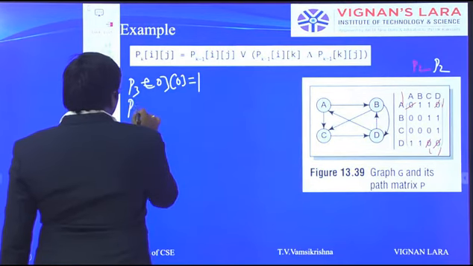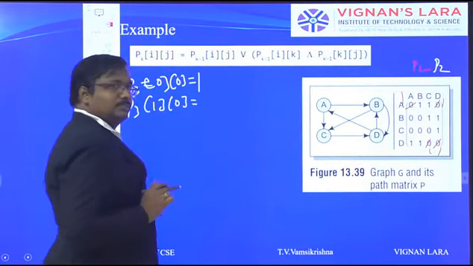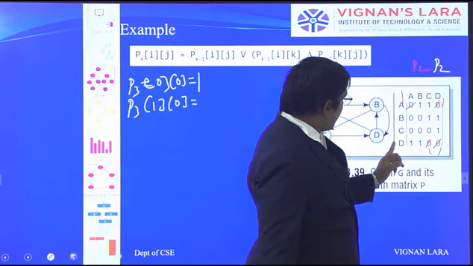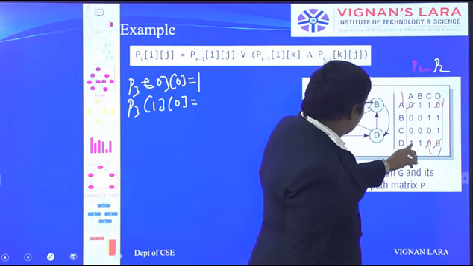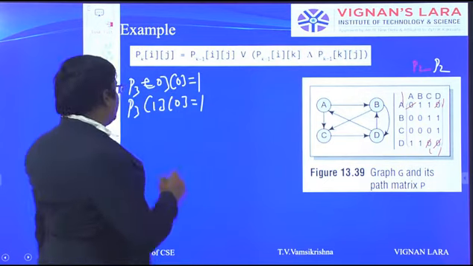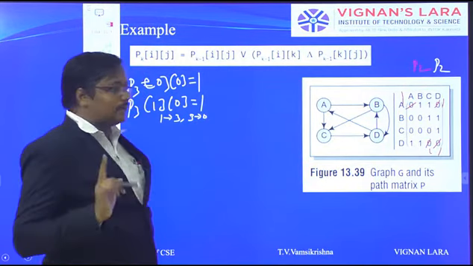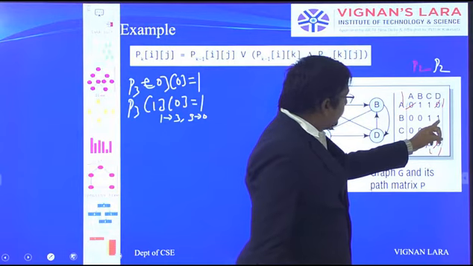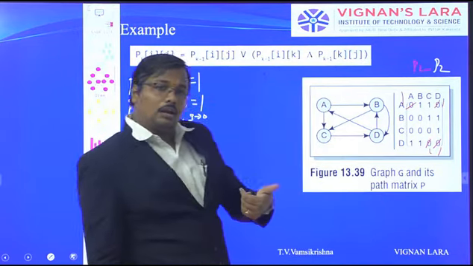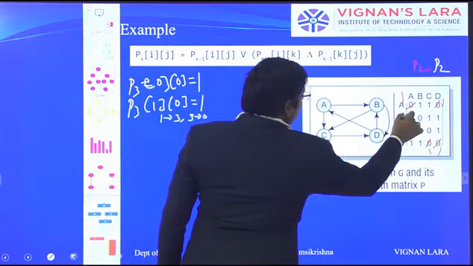Next, we need to calculate where P3 of 1, 0 value is 0. So 1 to 3, 3 to 0, also 1, yes this is also 1. Once again I am repeating, for 1, 0 we need to calculate with 3 as the intermediate vertex: 1 to 3, 3 to 0, I am checking. So this is 1, 1 to 3 is 1, 3 to 0 is 1. So this one is also updated to 1, this is also made 1.